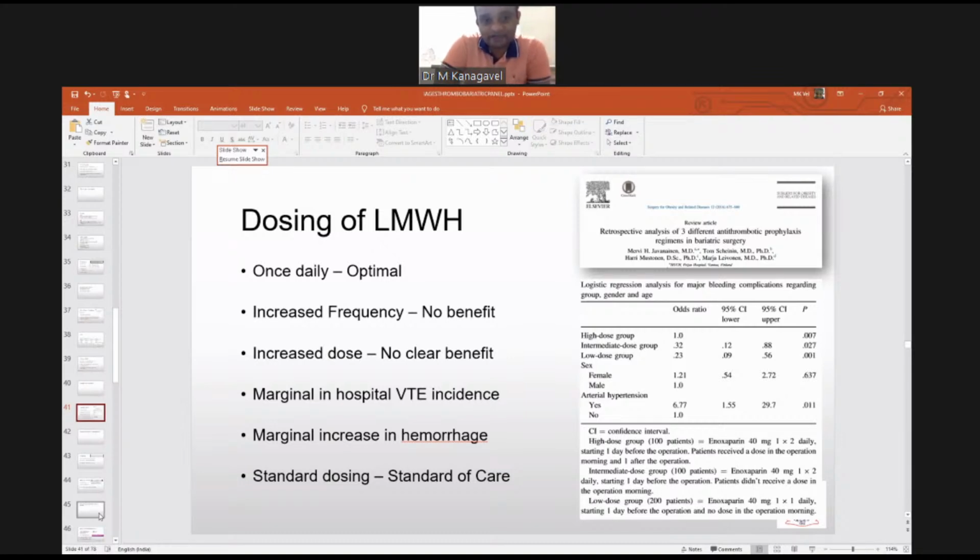So currently the standard of care is a once daily 40 milligram dose preoperatively.